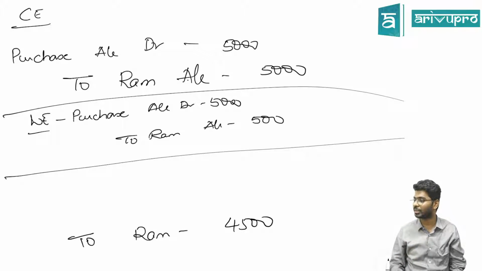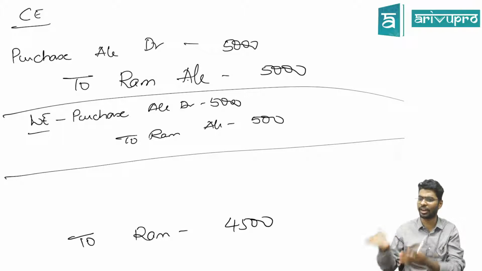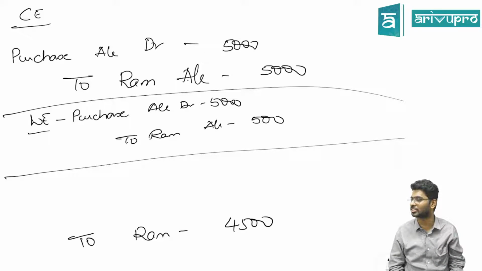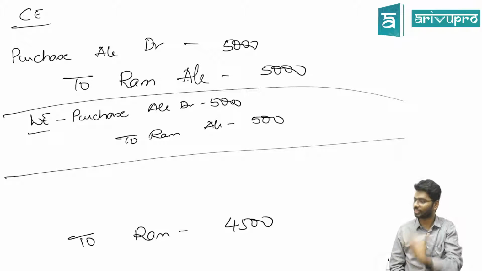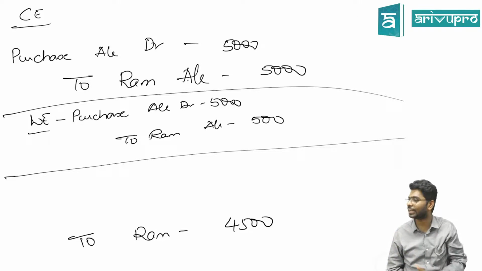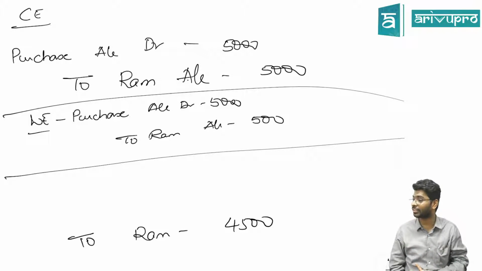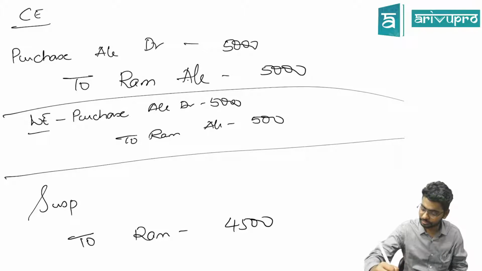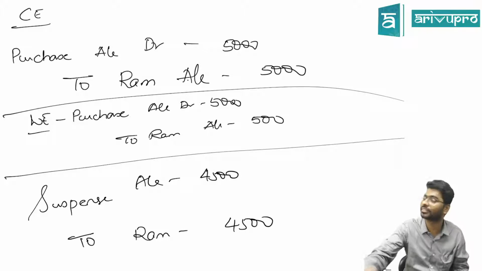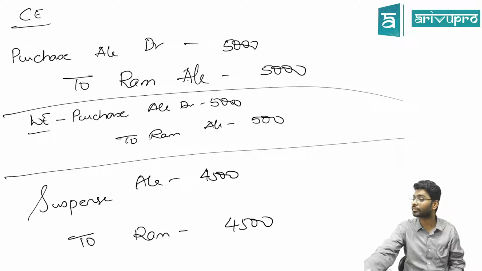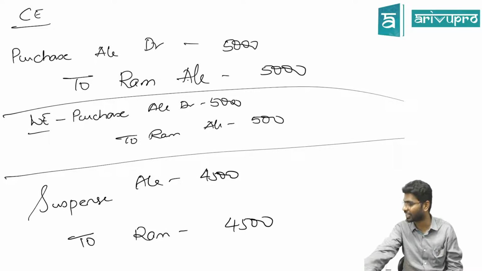Who is giving the debit? If I ask purchase to give debit, he will say, I already have taken my debit of 5,000. I am not the one who is going to give you debit because my debits are fine. There is no one else to give a debit. Therefore, who will come? Suspense account 4,500. This is the rectification entry.